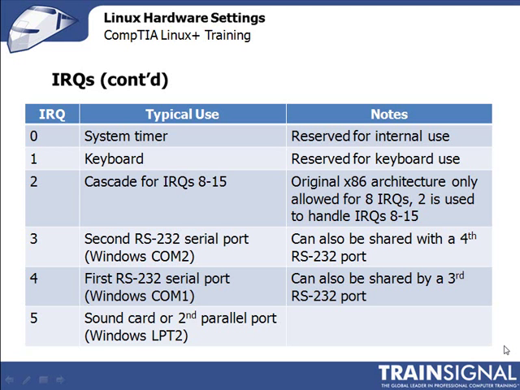IRQ 2 is a special case, and it's called Cascade. In the original x86 architecture, there was only room for 8 IRQs. Using this Cascade number, that number can be bumped up to 15. IRQ 3 is assigned to the second RS-232 serial port, but can also be shared by a fourth RS-232 serial port. IRQ 4 is assigned to the first serial port, but can also be shared by a third. And IRQ 5, as we saw in our display just a moment ago, is assigned to a sound card or a second parallel port.